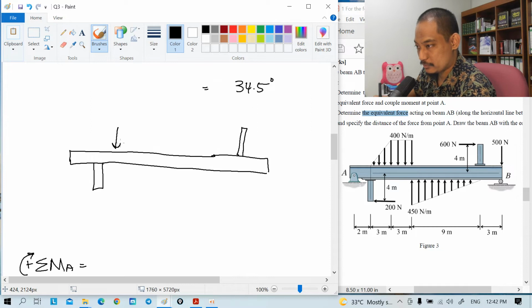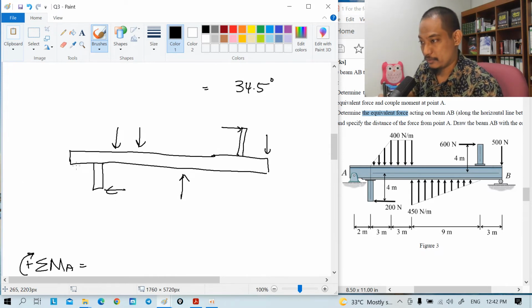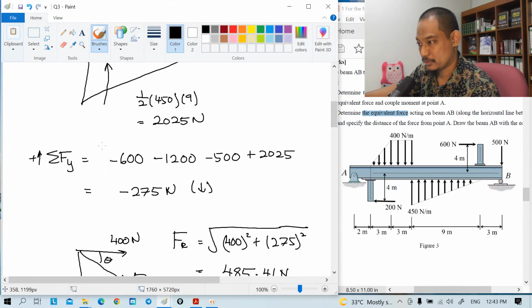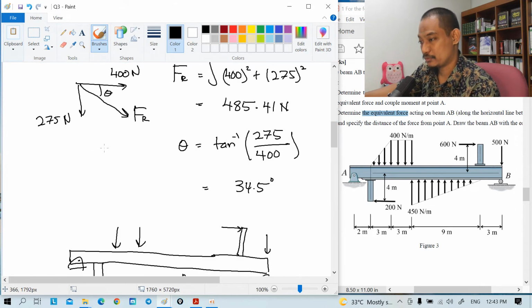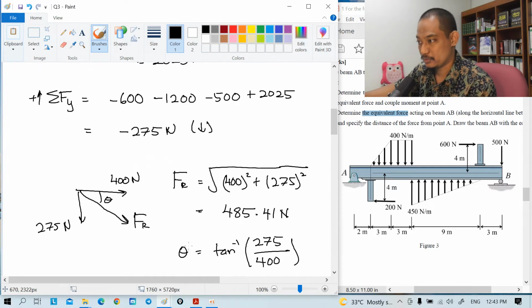It will have this force, right? Of course, this force, and that force. All right. Of course, you have support, etc. Right. Now, this is 200 Newton. This one is, what was it again? 600 and 1200. 600 Newton, 1200 Newton. This is 600 Newton. This is, what was it? 202.